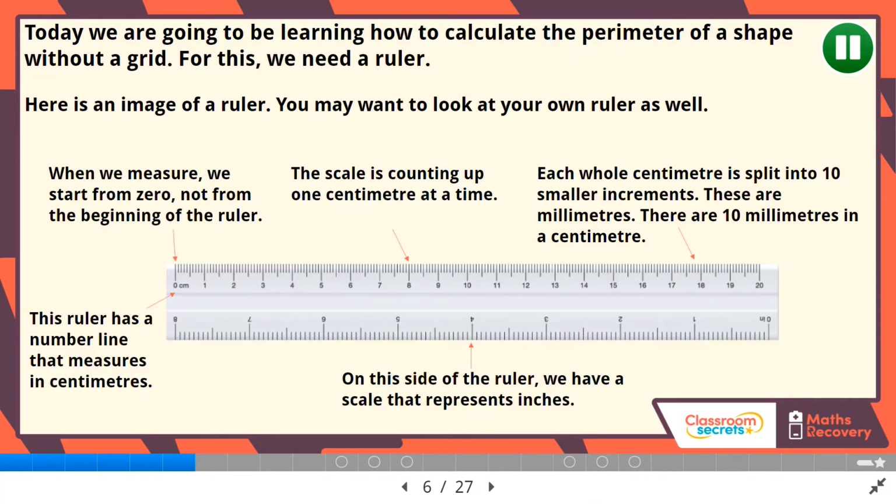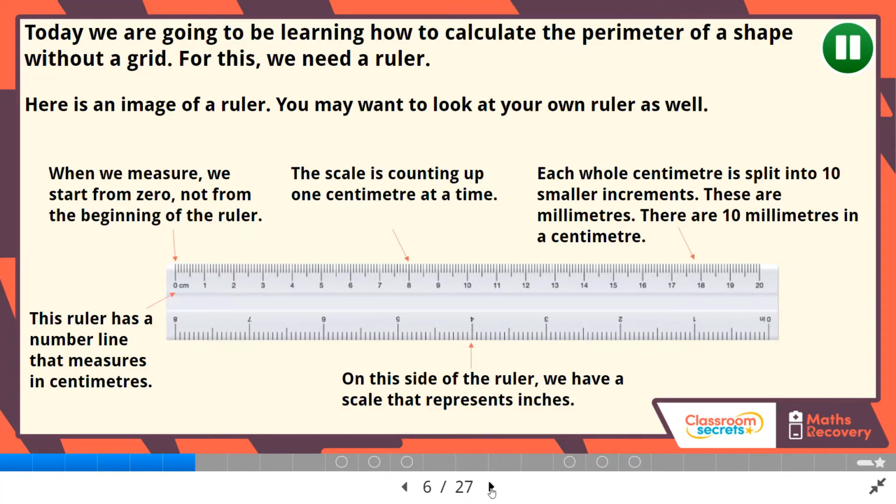This ruler has a number line at the top that measures in centimeters. When we use a ruler to measure, it is important to remember that we must start at 0, not from the start of the ruler. The numbers on this scale are the centimeters. We can see that the scale goes up in ones. Each whole centimeter is split into 10 smaller increments. These are millimeters. There are 10 millimeters in 1 centimeter.